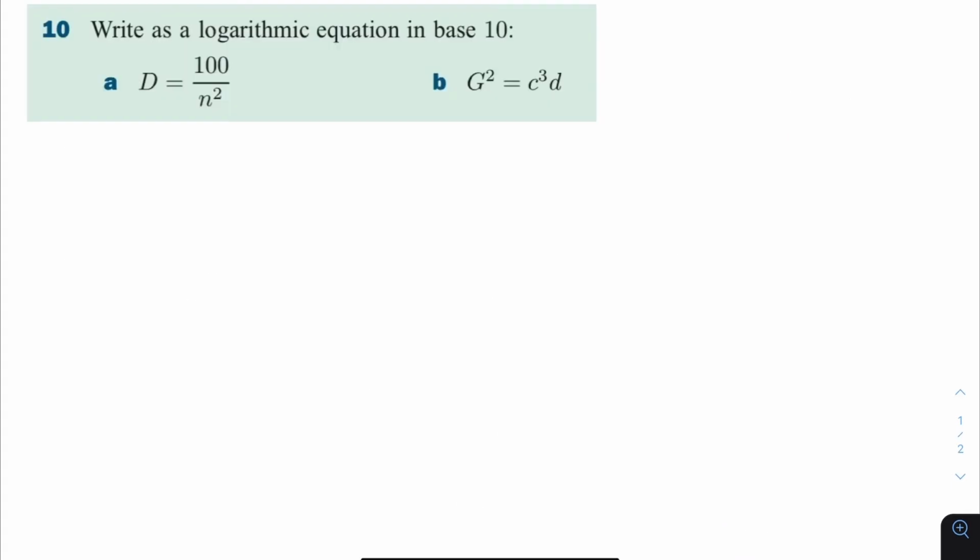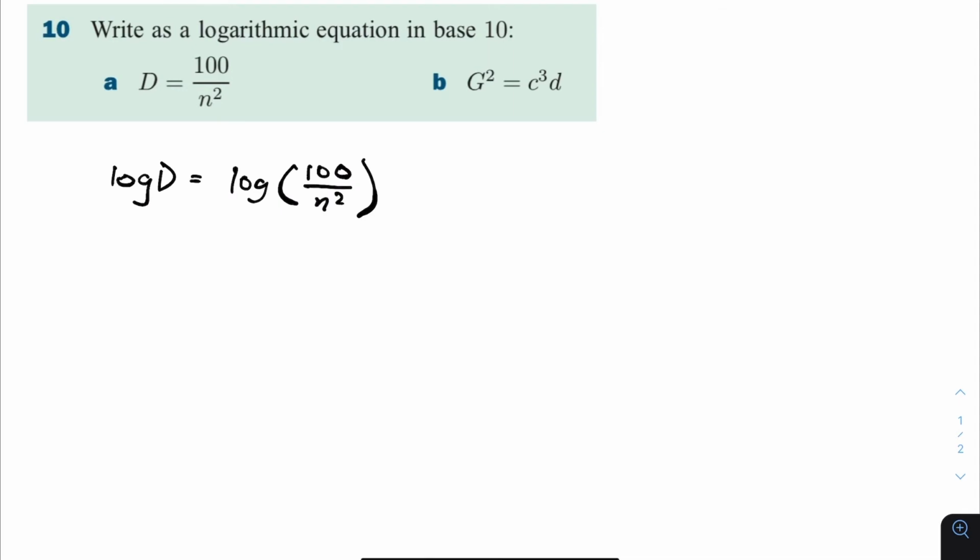So let's try something like this. Let's write these as a logarithmic equation in base 10. So that means, of course, that you don't have to write log to the base 10 of x. You can just write it as log x. But let's look at these equations here. So d is equal to 100 over n squared. Well, what you do to one side can be done to the other. So you can write this as log d is equal to log, and then in brackets 100 over n squared.